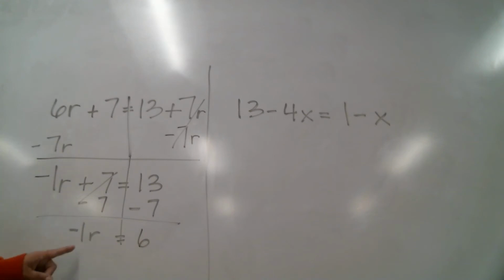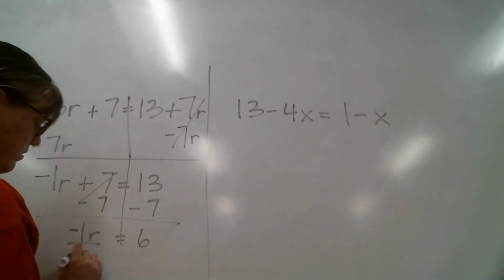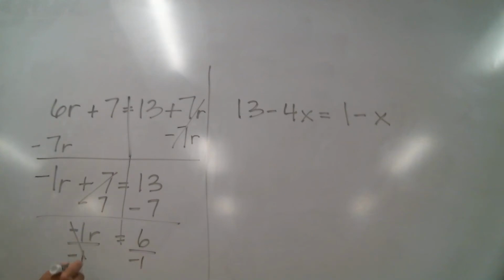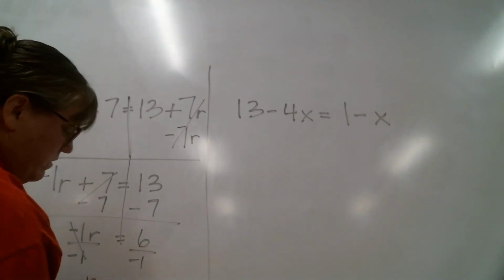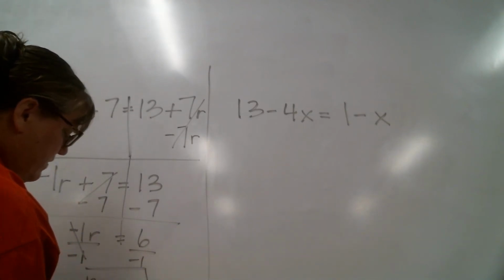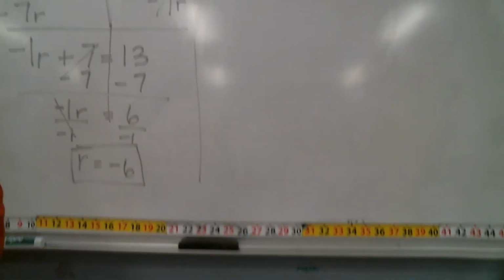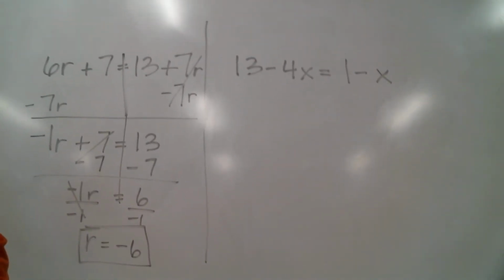Now, I can't have a negative r, so I'm going to have to divide by negative 1. The negative 1 divided by negative 1 cancels out. So r equals negative 6. Okay, I think I've got this. There you go.